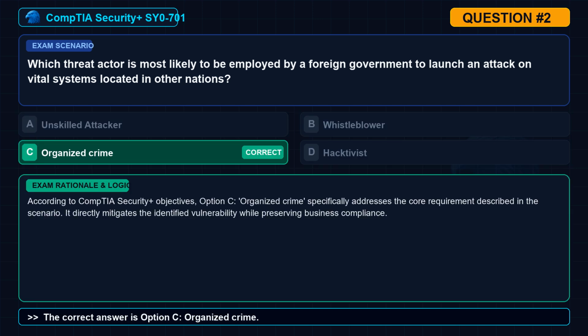The correct answer is option C, organized crime. Why is this the answer? According to CompTIA Security Plus objectives, option C, organized crime, specifically addresses the core requirement described in the scenario. It directly mitigates the identified vulnerability while preserving business compliance. Notice how the question highlights employed by a foreign government, vital systems located in other nations. In the CompTIA exam, always look for these operational clues.